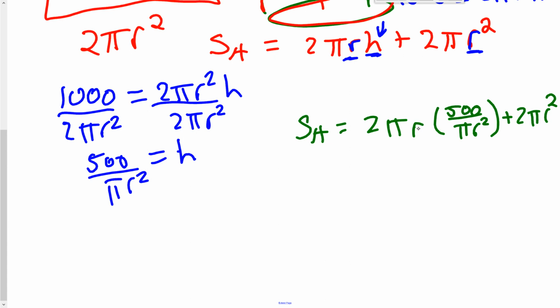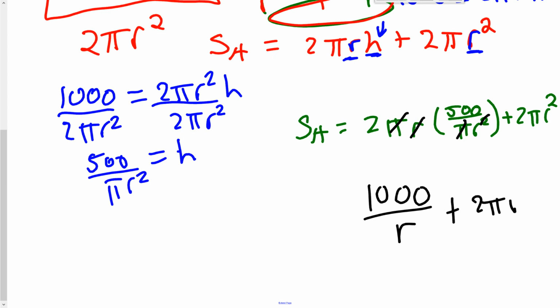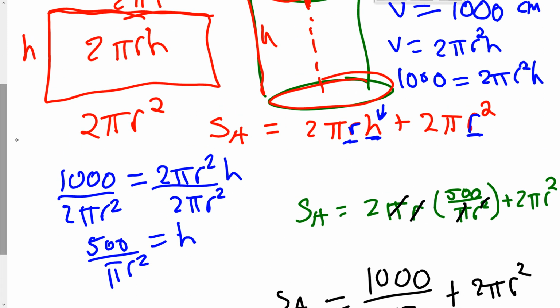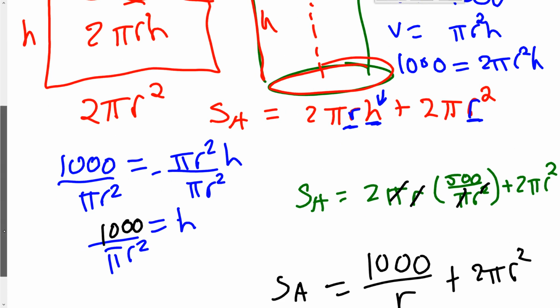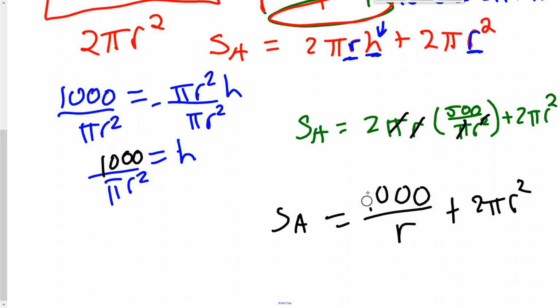Okay, now we can simplify. These r's would cancel. I'd still have 1 on the bottom. The pi's would cancel, and 2 times 500 is 1,000. So I have 1,000 over r plus 2 pi r squared is our surface area. And then, of course, I had to mess up because it's not 2 pi r squared h. That's not volume. It is just pi r squared h. So now you're yelling at me because I did that. So that stays at 1,000 on top, and this would become 2,000.